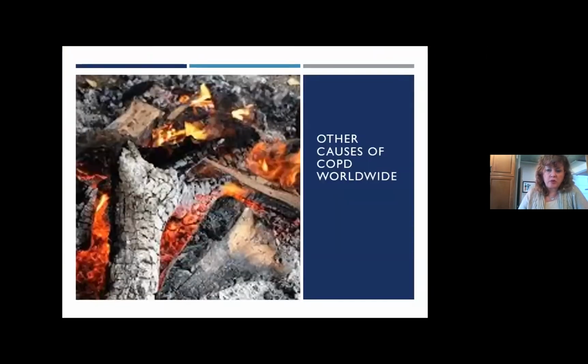Women also disproportionately are being exposed to other causes of COPD worldwide, which includes biomass fuels used for cooking and heating indoors, which causes indoor air quality concerns, leading to more women than men globally having COPD, maybe not from smoking, but because of exposure to biomass fuels.